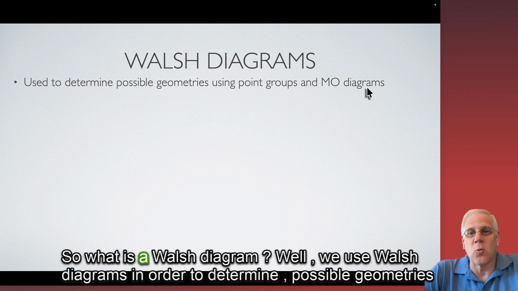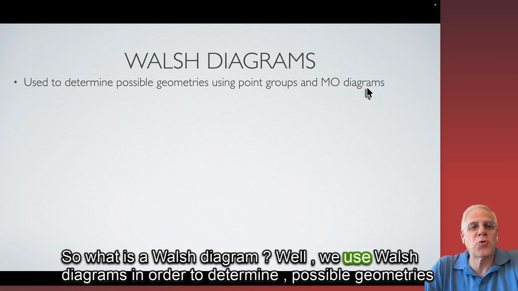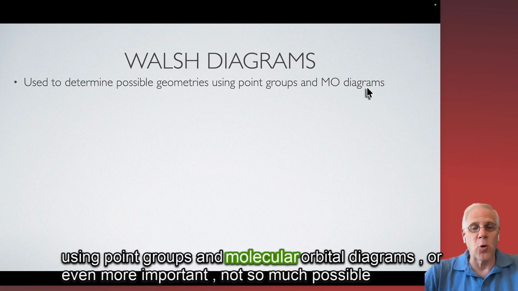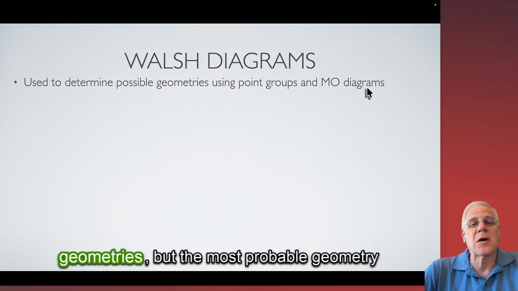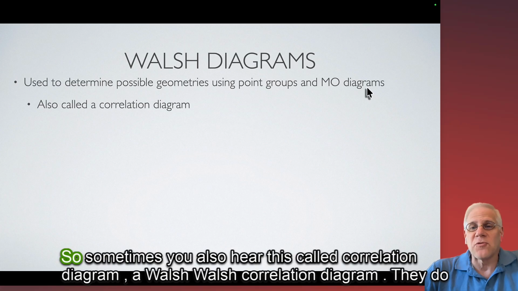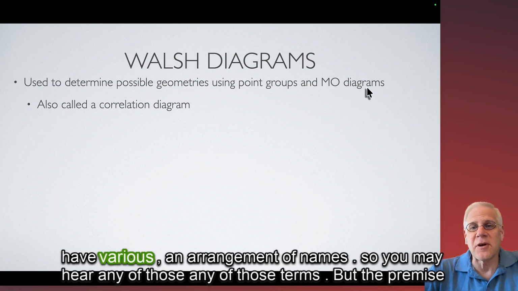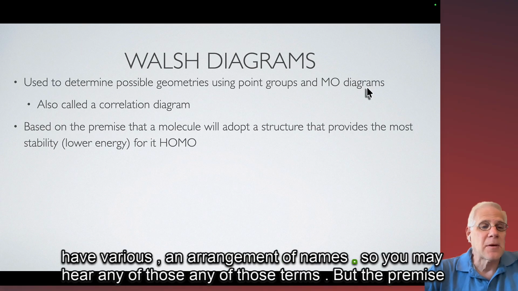So what is a Walsh diagram? Well, we use Walsh diagrams in order to determine possible geometries using point groups and molecular orbital diagrams, or even more important, not so much possible geometries, but the most probable geometry. Sometimes you also hear this called a correlation diagram, a Walsh correlation diagram. They do have an arrangement of names, so you may hear any of those terms.